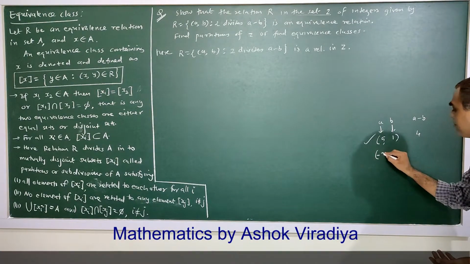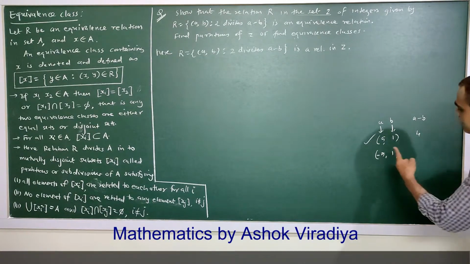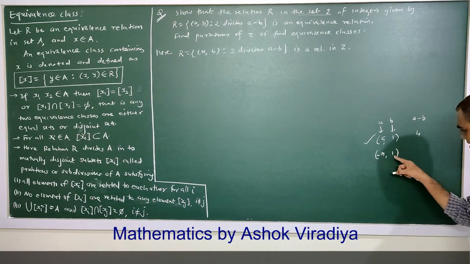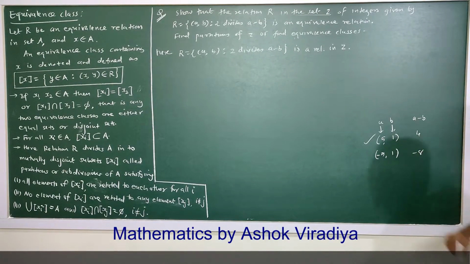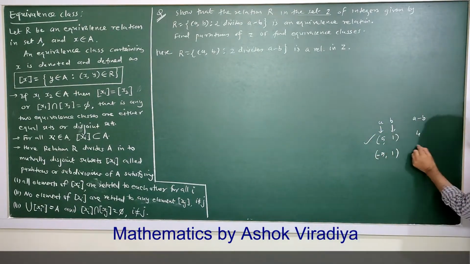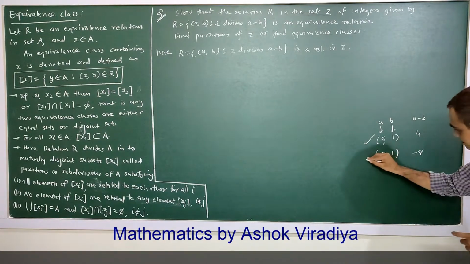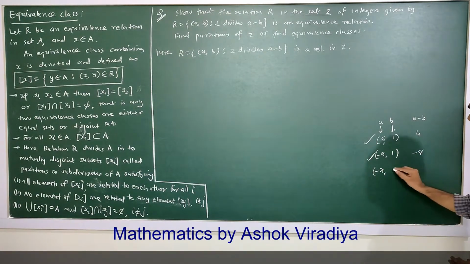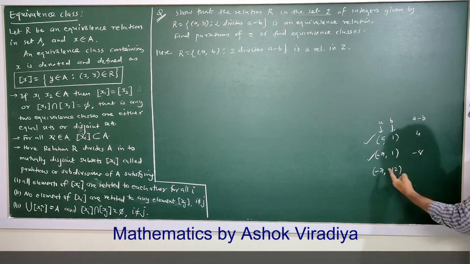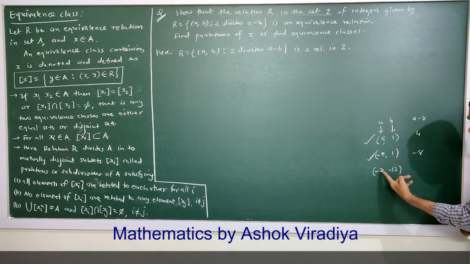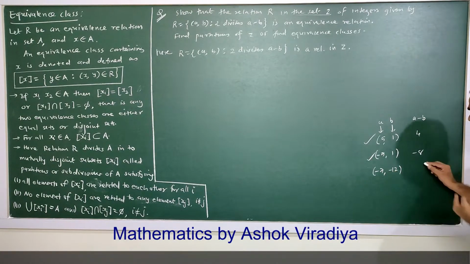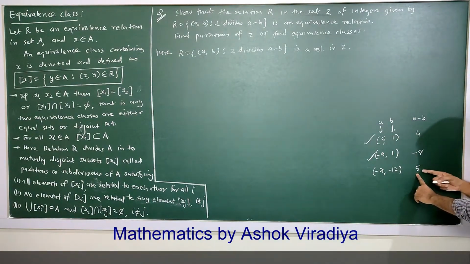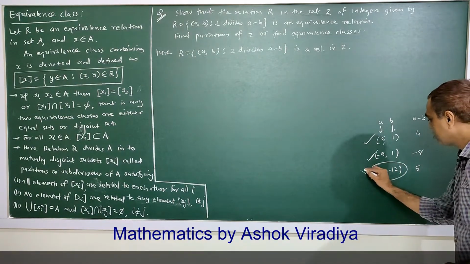If I take (-7, 1), minus 7 is an integer, 1 is an integer. Now what is a minus b? So a minus b is minus 8, and 2 divides minus 8, that is true. So this belongs to R. If we take, suppose, (-7, -12), this is a, this is b. Now a minus b is minus 7 minus minus 12, it is 5. But 2 does not divide a minus b. So this element does not belong to R.